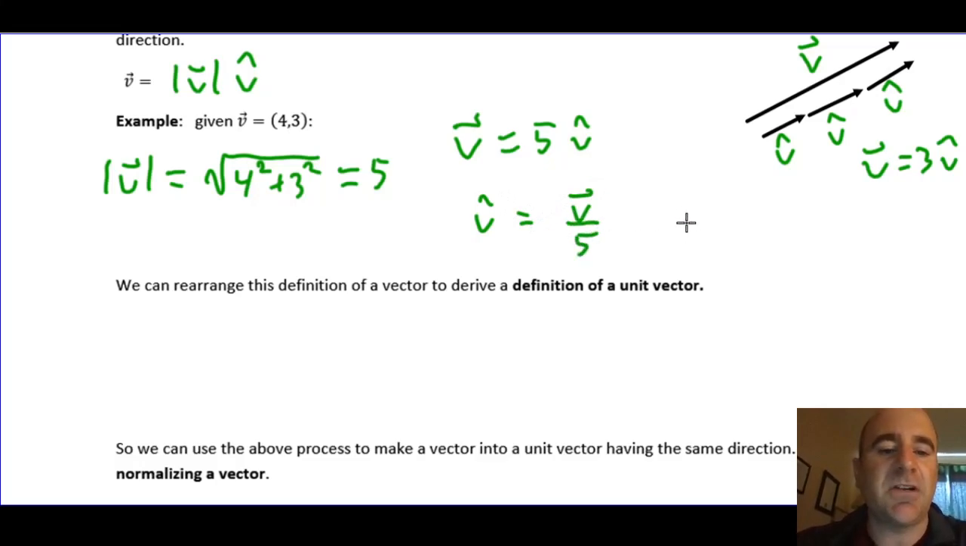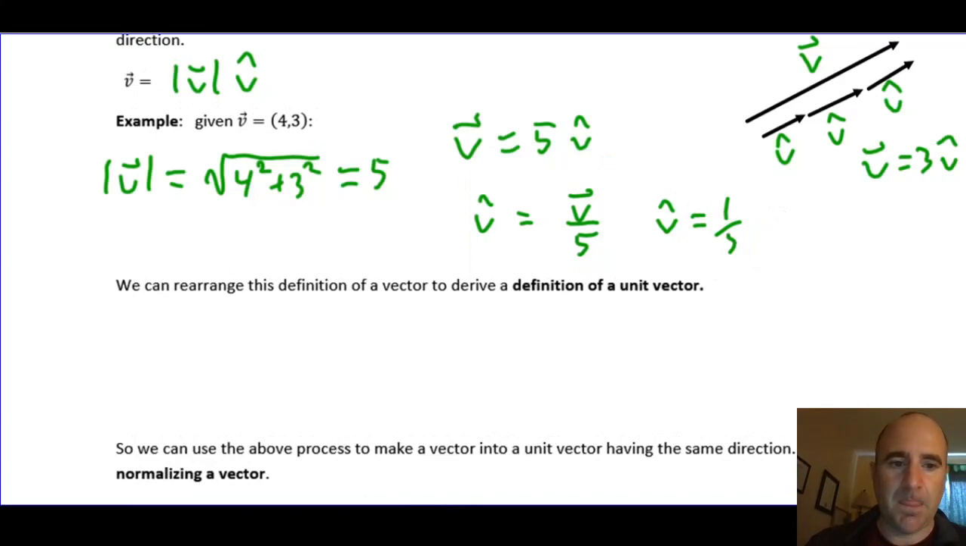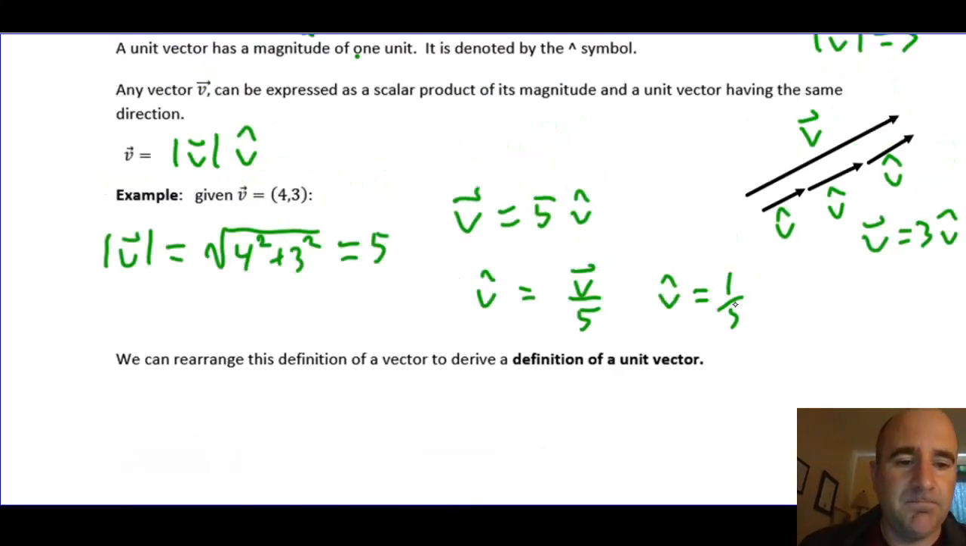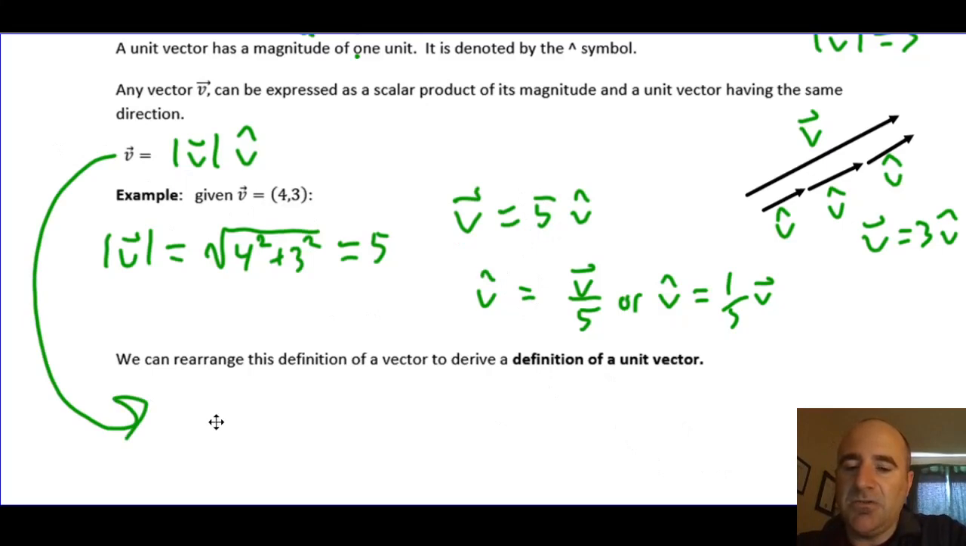Now how do you divide a vector by something? Well, it's just scalar multiplication. It's really just a fifth of V. It's really just 1/5 of vector V. So we can rearrange the same way I rearranged this. We can take this and we can really say that a unit vector in the direction of V is really just vector V divided by its magnitude.